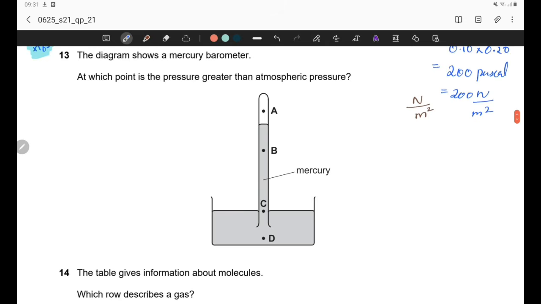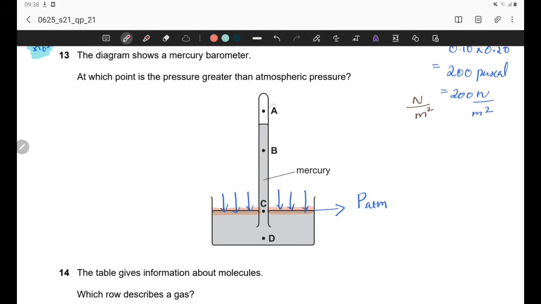Question 13. The diagram shows a mercury barometer. At which point is the pressure greater than atmospheric pressure? So in this picture we can see at these surfaces it is open to the atmosphere, so that the atmosphere pressure will act on the surface where it is open. So this point represents the level of atmospheric pressure.